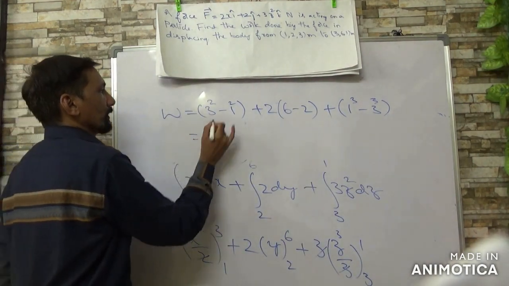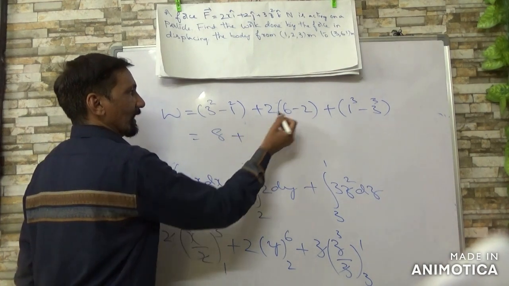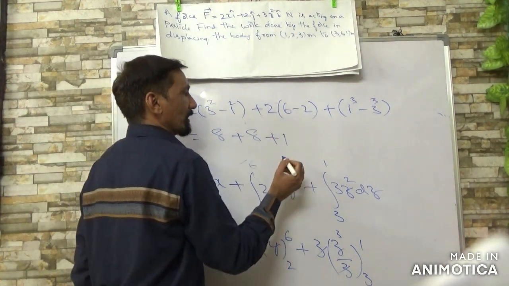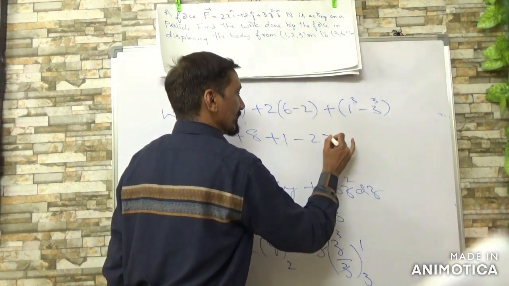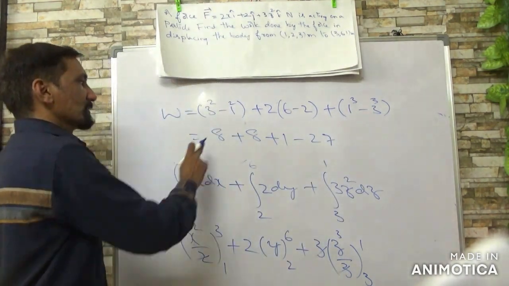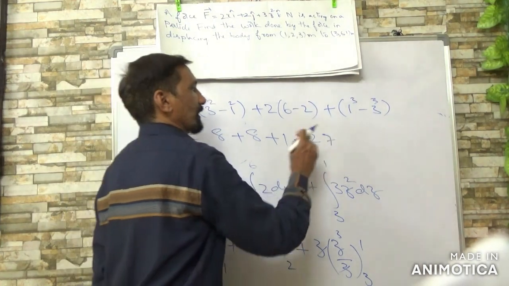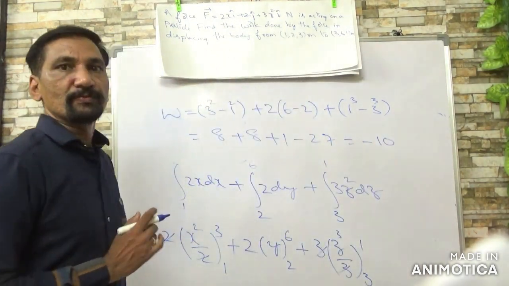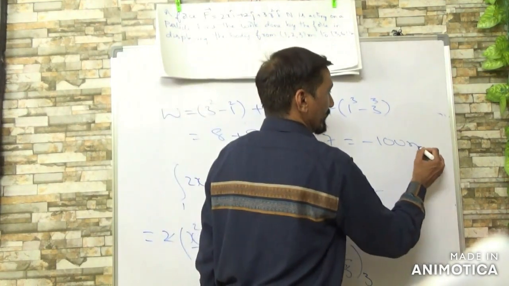So you know, 9 minus 1, 8, plus 4 into 2, 8, right? Plus 1 minus 27. 16 plus 1, 17. 17 minus 27, you know, minus 10 units is the work done.